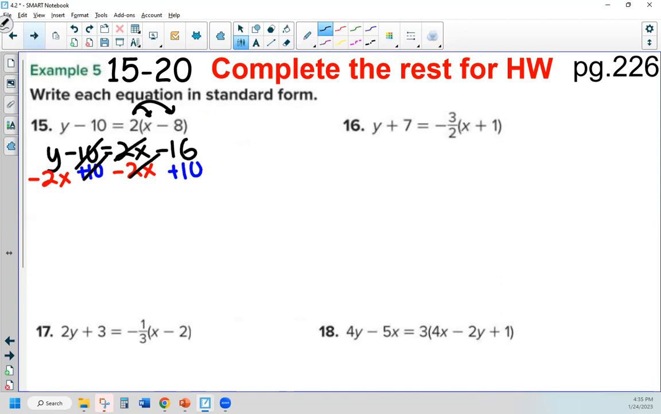Now, let's go ahead and write our equation in standard form. This negative 2x, I'm going to go ahead and write it first. Plus y equals, and what do we have? Negative 16 plus 10. That's going to give me a negative 6.